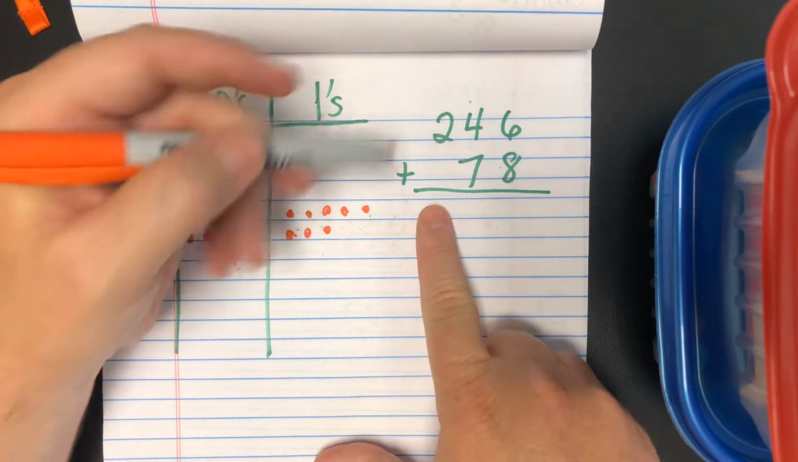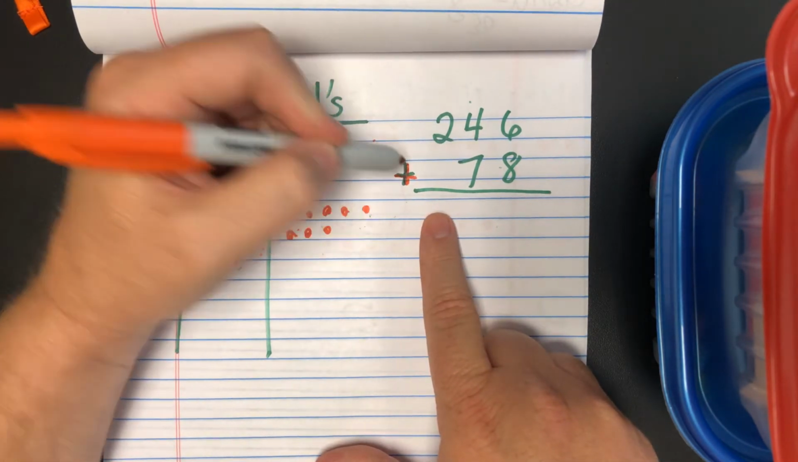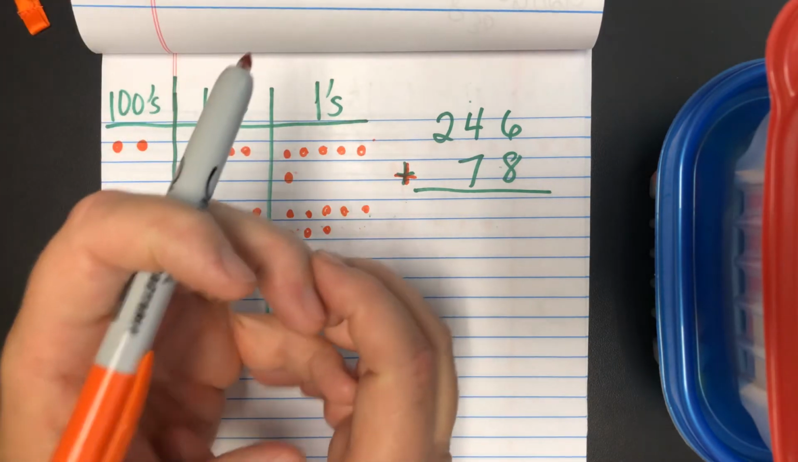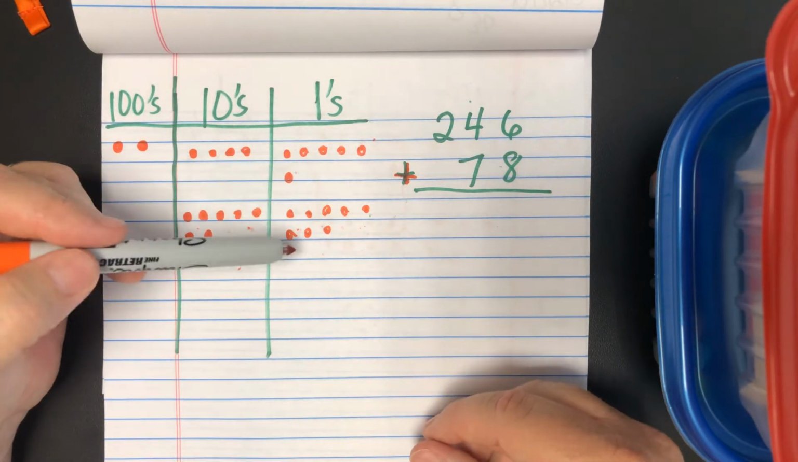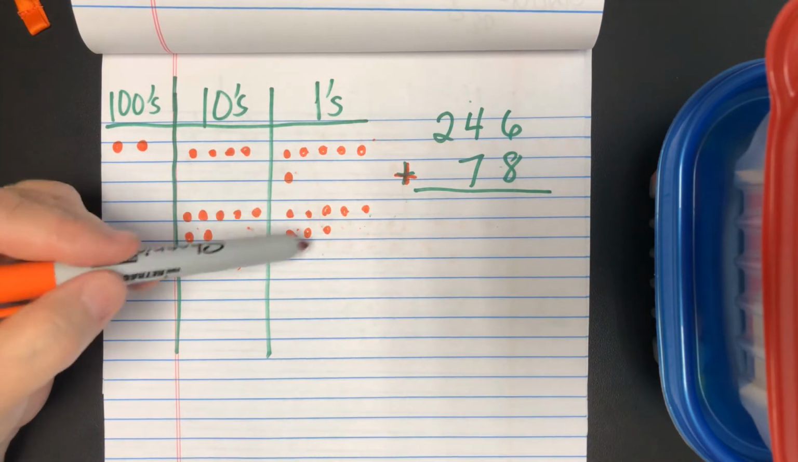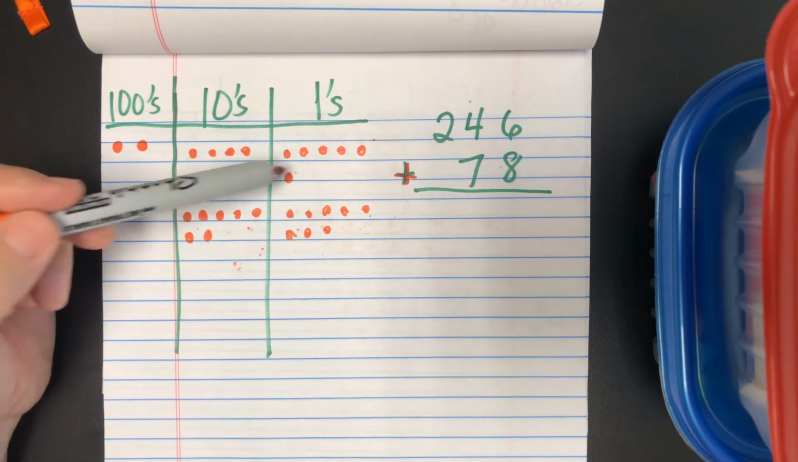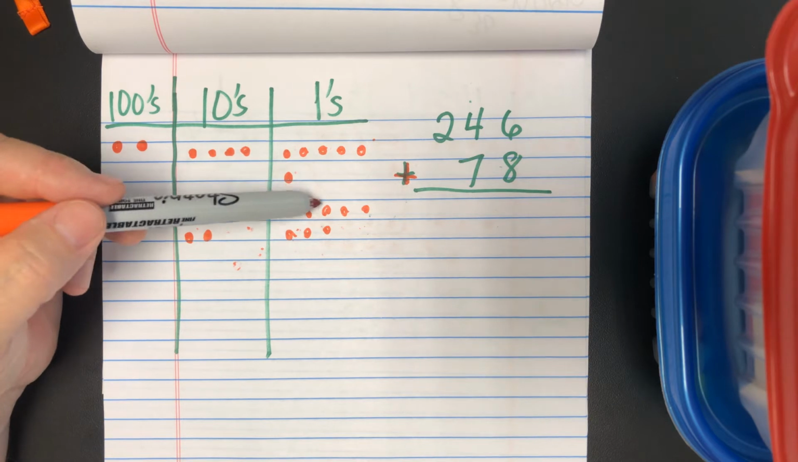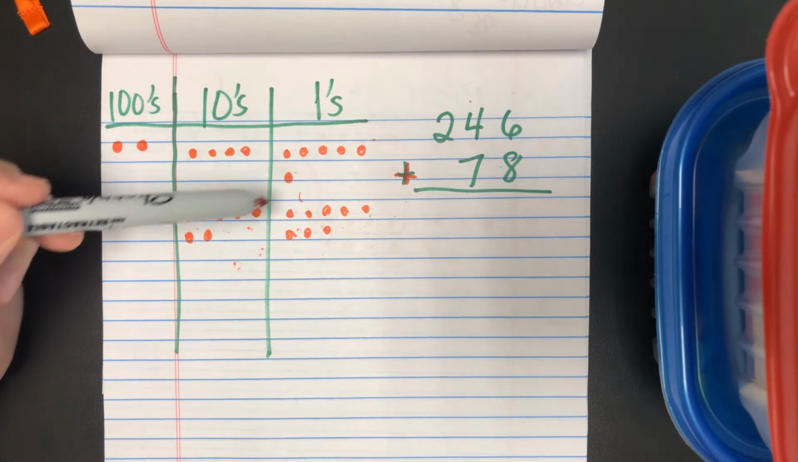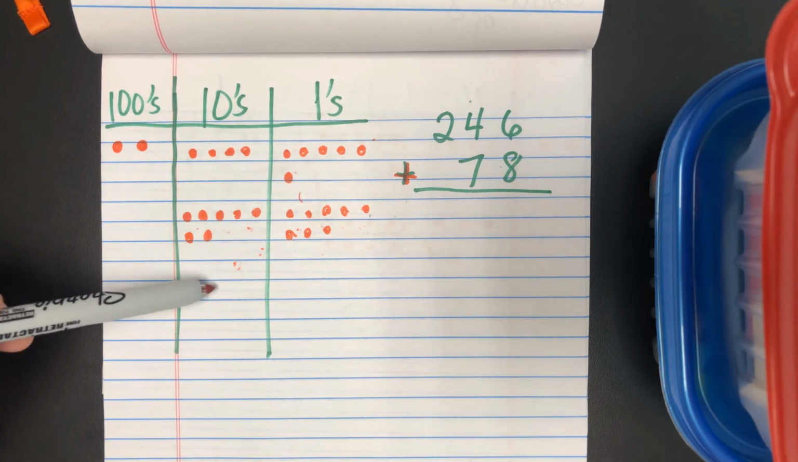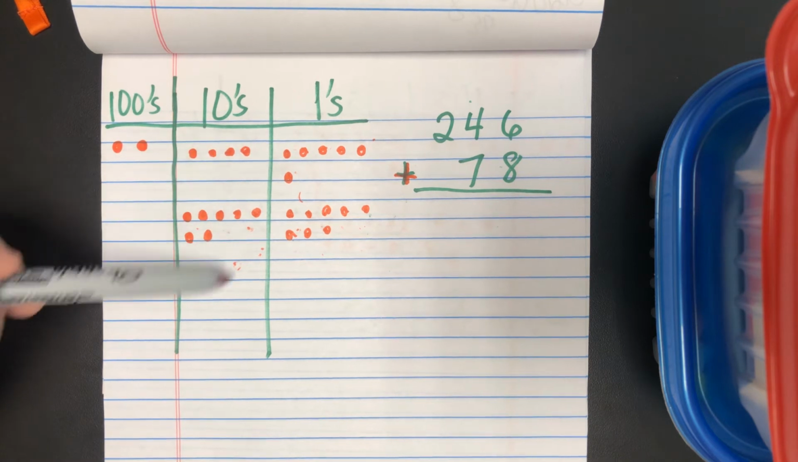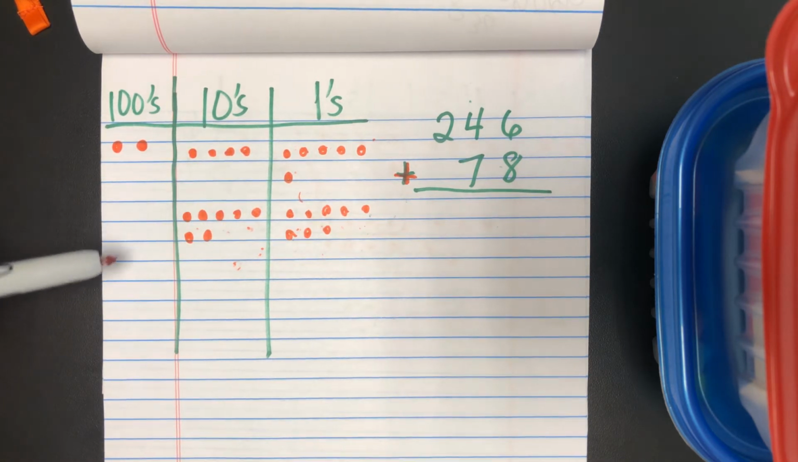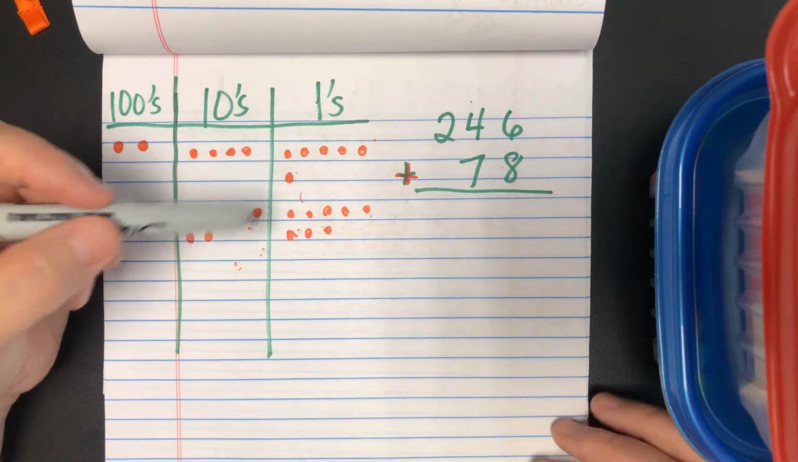Now we need to remember that addition means we're going to combine and we're going to push together all of these dots. And then the other thing we need to remember is that anytime you have 10 dots in one column, you can cache it in for 1 dot in the column to the left. All right, so let's do it.